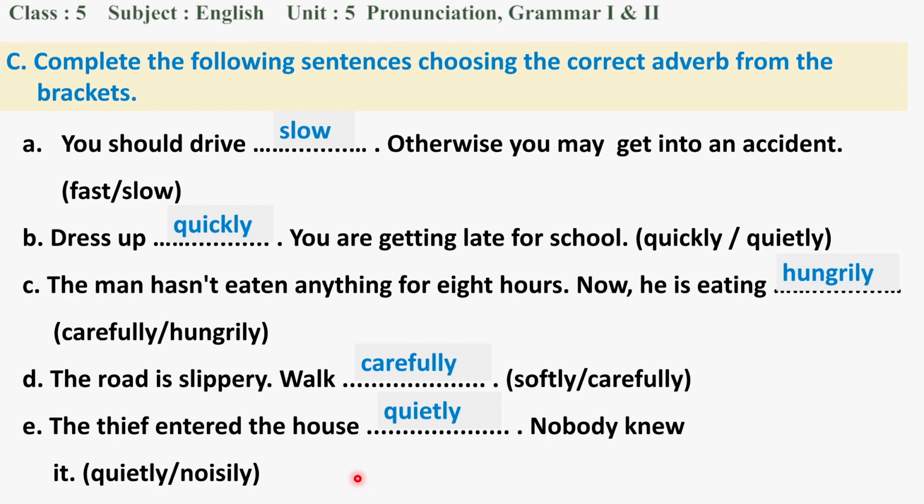My dear students, while discussing these sentences, you got to know the answer of how question. How? Okay? Yes, slowly, quickly, hungrily, carefully, quietly. The answer of how questions. You can find there this verb is described by the adverb. So, these are the answer of how question. In this way, we discussed the grammar one.